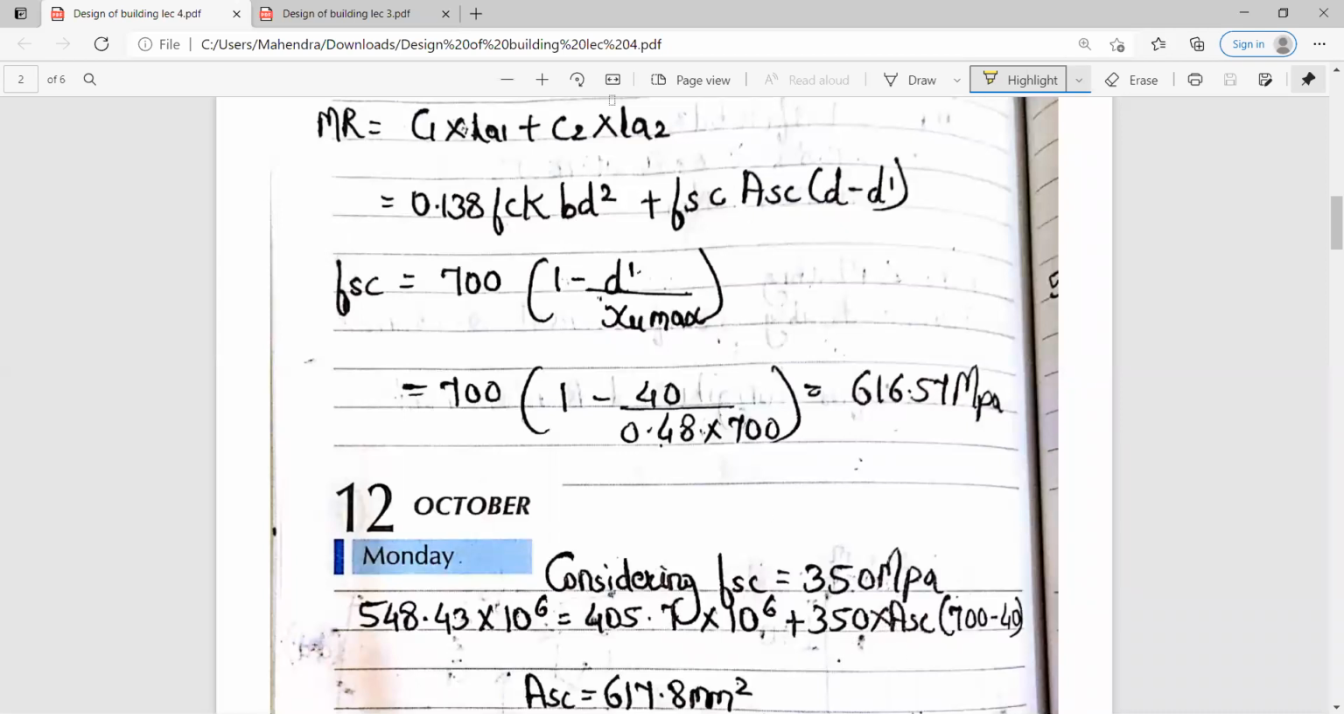FSC value you are going to substitute as 350. Then D, effective depth is 700 and D dash is 40. So calculate ASC from the above equation.